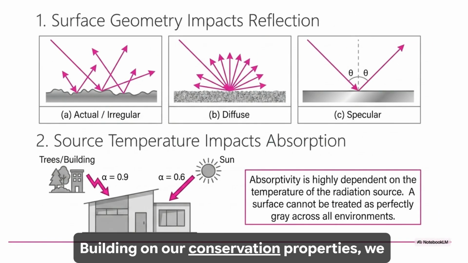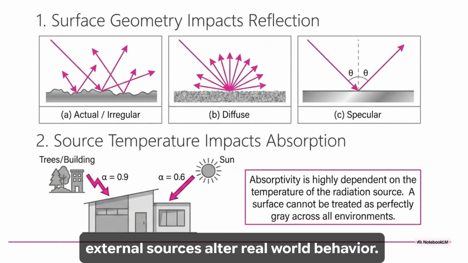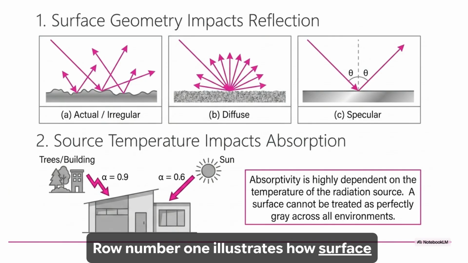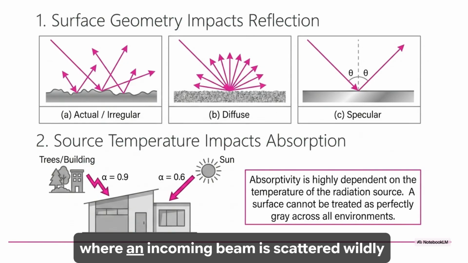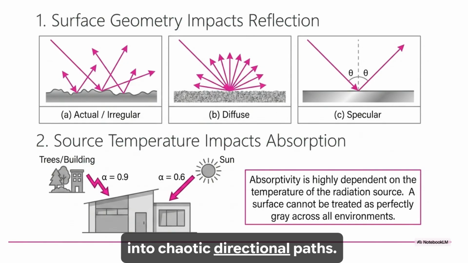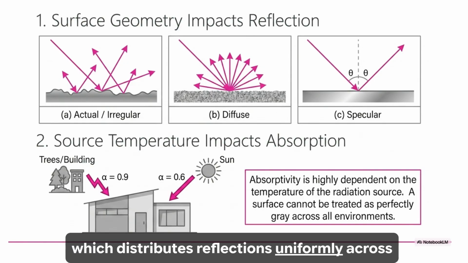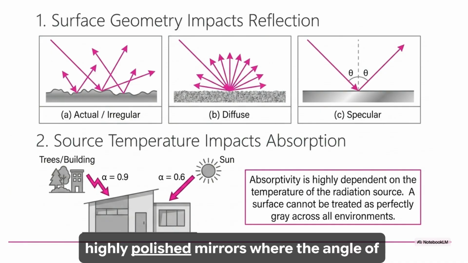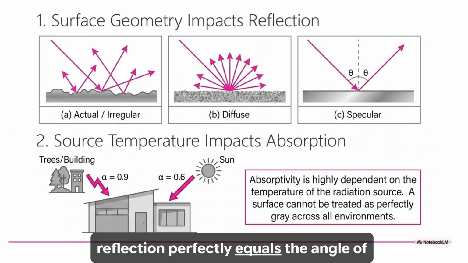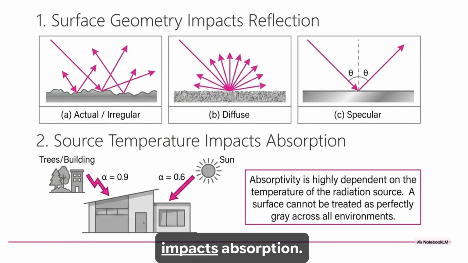Building on our conservation properties, we must look at how surface conditions and external sources alter real-world behavior. This slide highlights 2 critical, real-world lessons. Row number 1 illustrates how surface geometry impacts reflection. Diagram A shows an actual or irregular surface, where an incoming beam is scattered wildly into chaotic directional paths. Diagram B shows an ideal diffuse reflector, which distributes reflections uniformly across a perfect hemisphere. Diagram C shows a specular reflection, typical of highly polished mirrors, where the angle of reflection perfectly equals the angle of incidence.